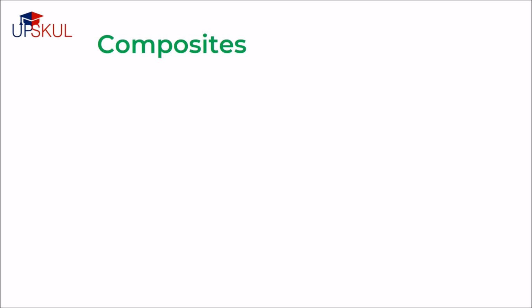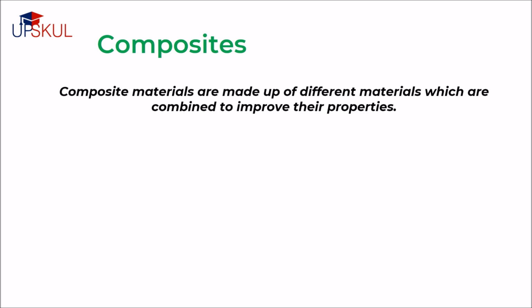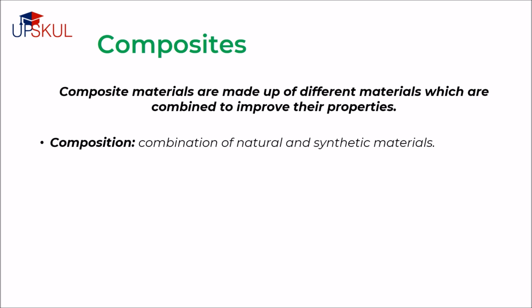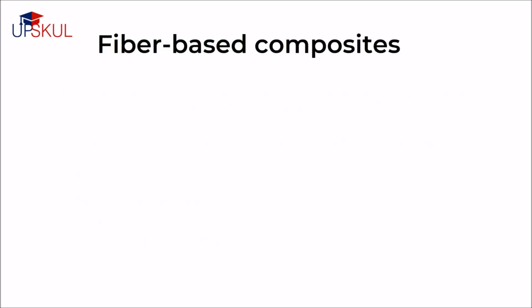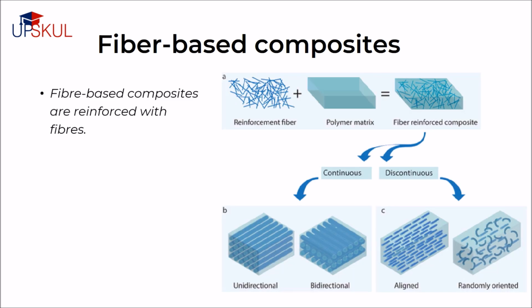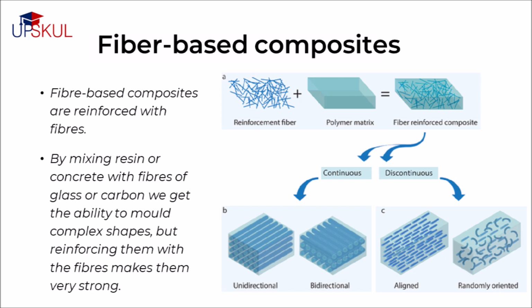Composite materials are made up of different materials which are combined to improve their properties. They can be a combination of natural and synthetic materials but fall into three main categories: fiber-based composites, particle-based composites, and sheet-based composites. Fiber-based composites are reinforced with fibers. By mixing resin or concrete with fibers of glass or carbon, we get the ability to mold complex shapes, but reinforcing them with the fibers makes them very strong.